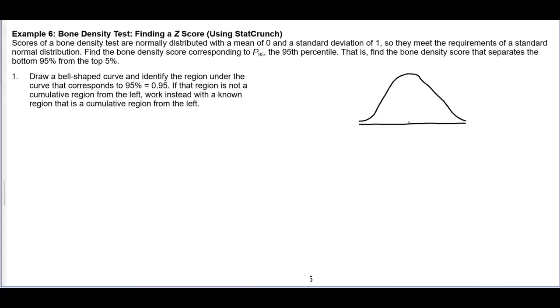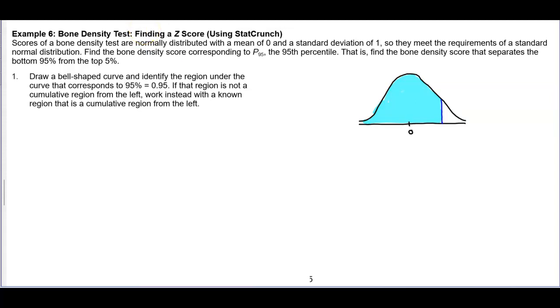We know that we have a mean of 0 and a standard deviation of 1. When we think about 95%, that means we're going to be shading almost 95% of this curve. So I'm going to draw a line over here, and then we're going to shade in everything from the left, because everything from the left is now going to be 95%, or 0.95. So let's go ahead and do that. Again, make sure you understand by drawing a picture to see what's going on here.